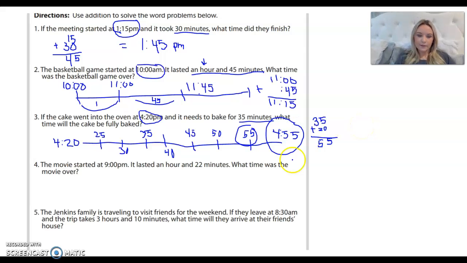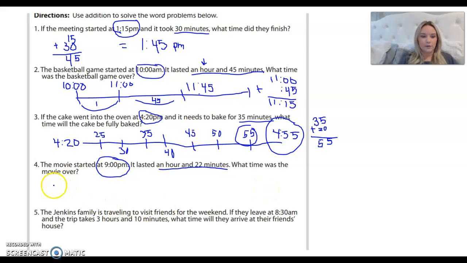All right, so let's look at this one. There's a movie and it starts at 9 p.m. I'm going to circle 9 p.m. It lasts an hour and 22 minutes. So I'm going to underline that. What time was the movie over?